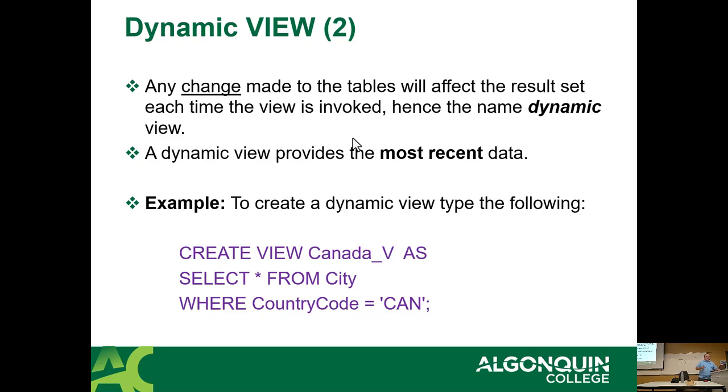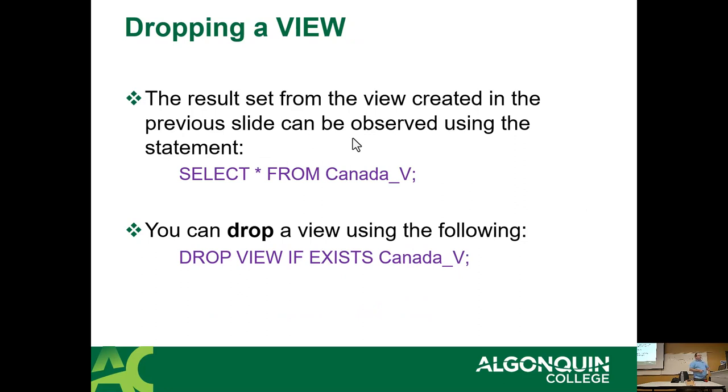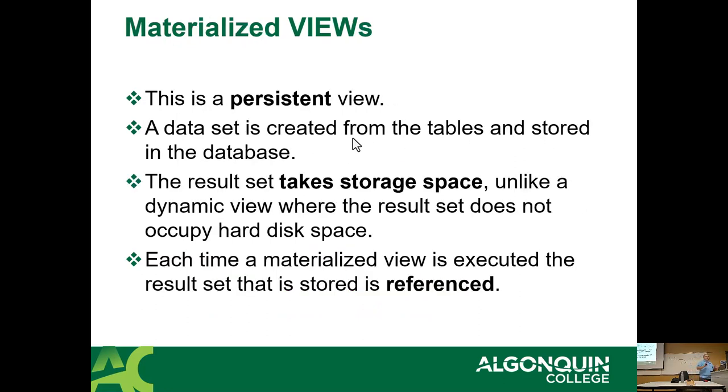Any change you make to the table will result in changing the view. So if we have an underlying table called city and we change the structure, we add an extra column, and if the view is a select star, it'll show up in the view also. It'll always be up to date. If you add data, it'll be refreshed.